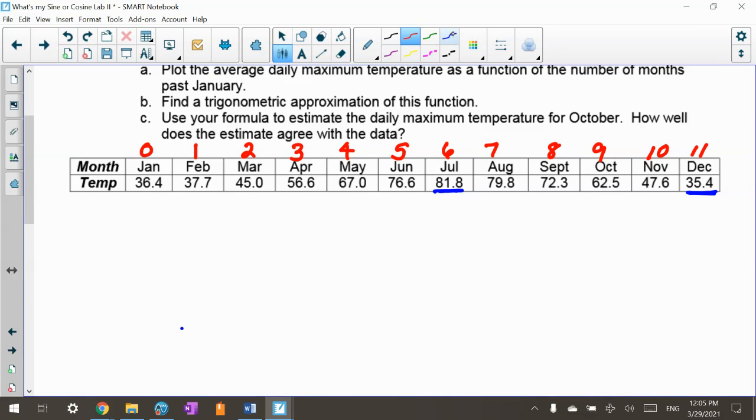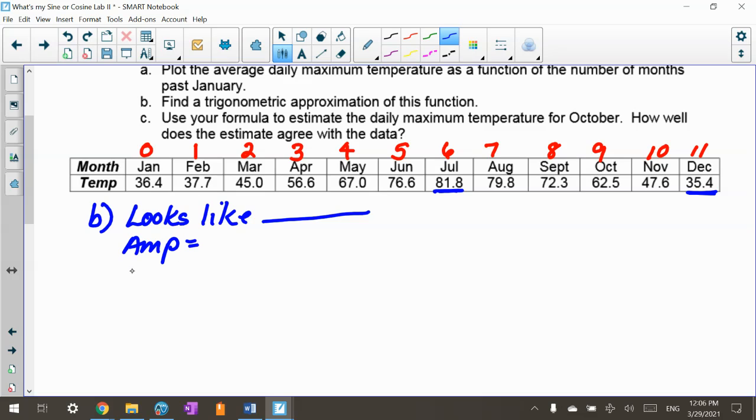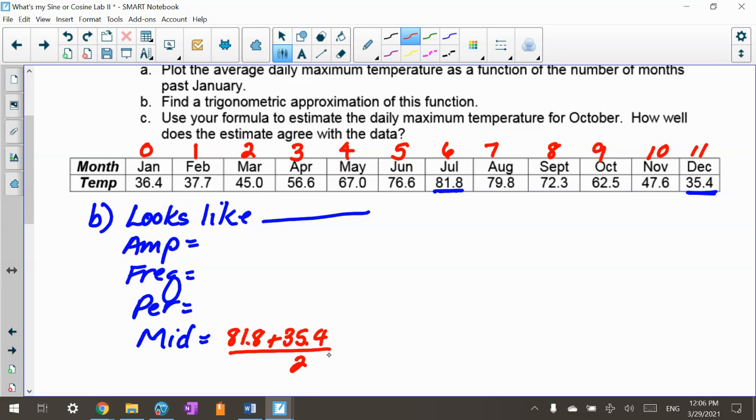So let's start here. I already plotted the data, so part B is to find the trigonometric approximation. I need the amplitude, frequency, period, and midline. I always start with midline. I'm going to take the high, which is 81.8, and we're going to be very specific, plus the low, which is 35.4, and divide by 2. So I have y equals 58.6.